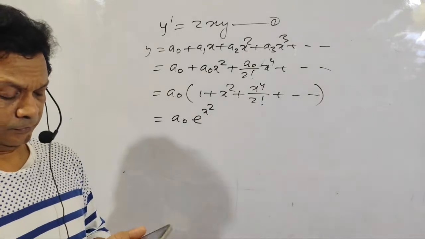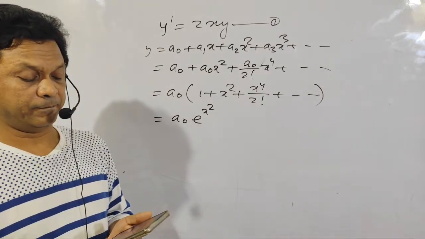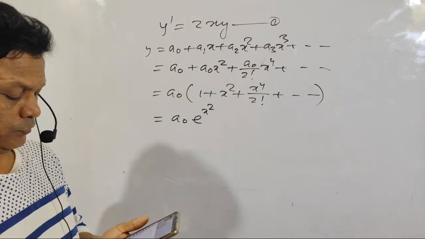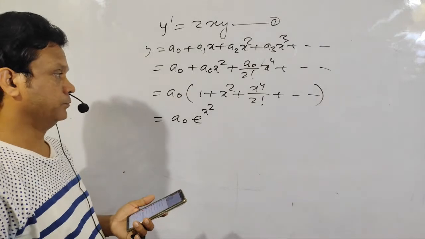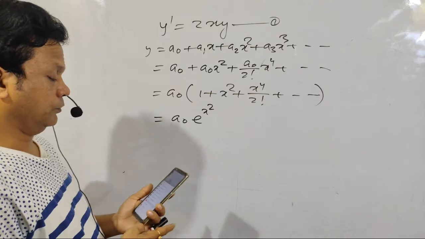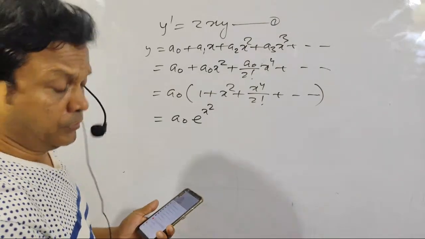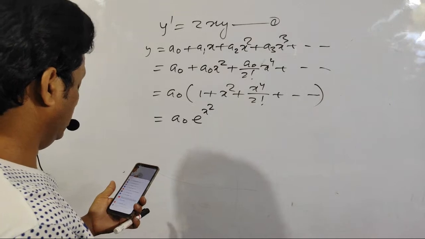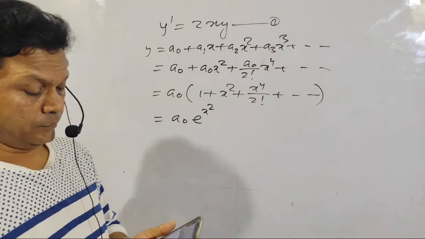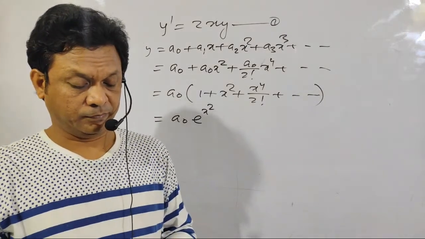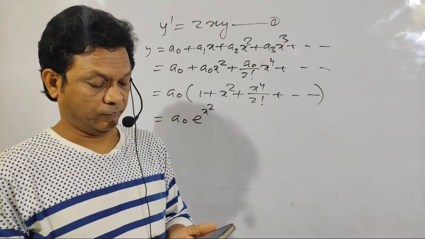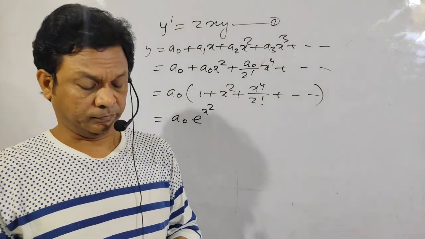e to the power x square. Okay, Soil has done it. It is e to the power x square. Okay. Is it clear or not? Hello? Whether this method is clear or not?